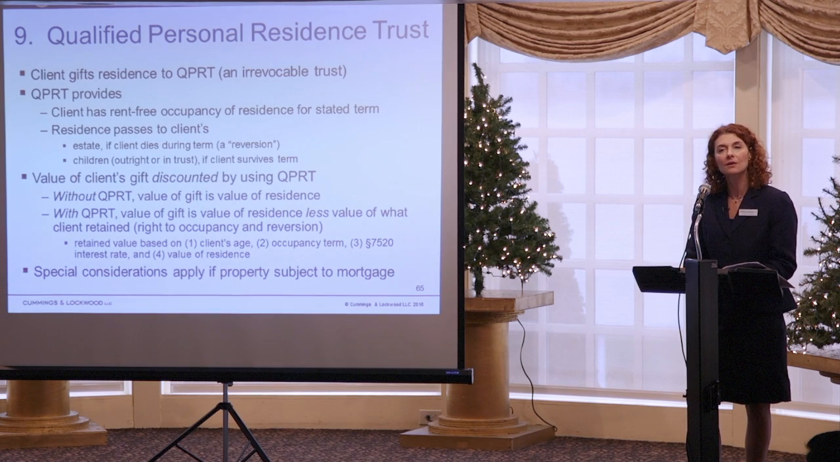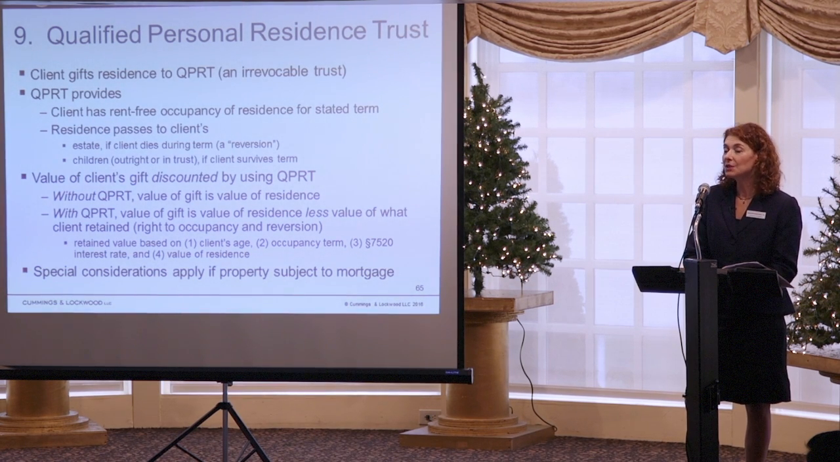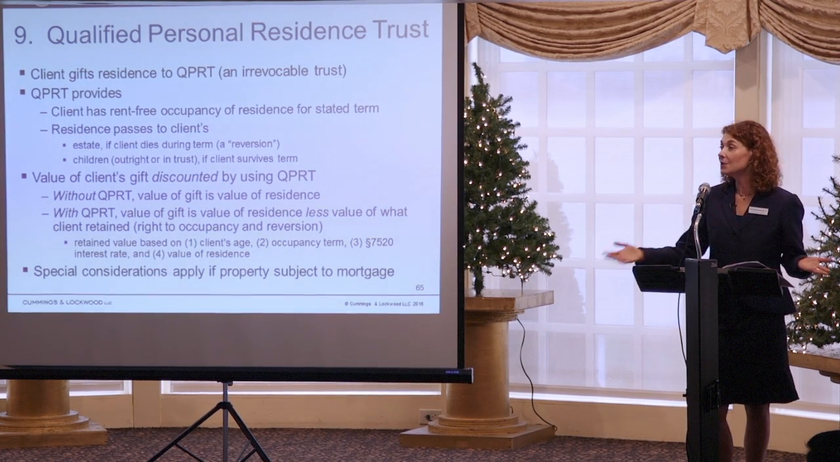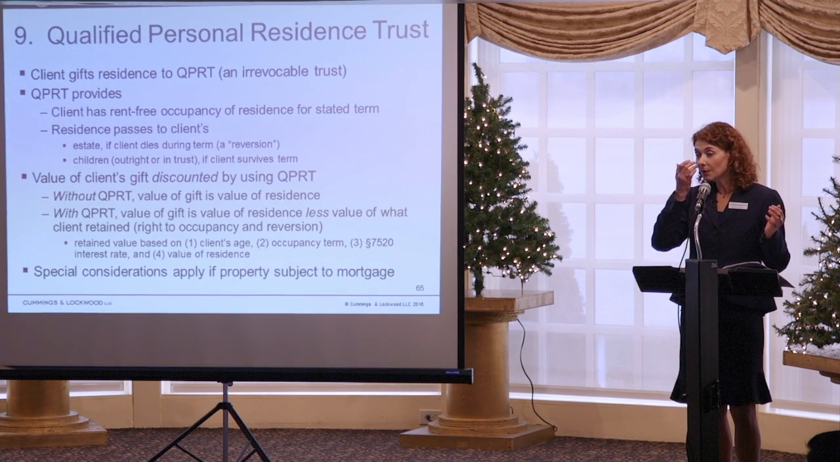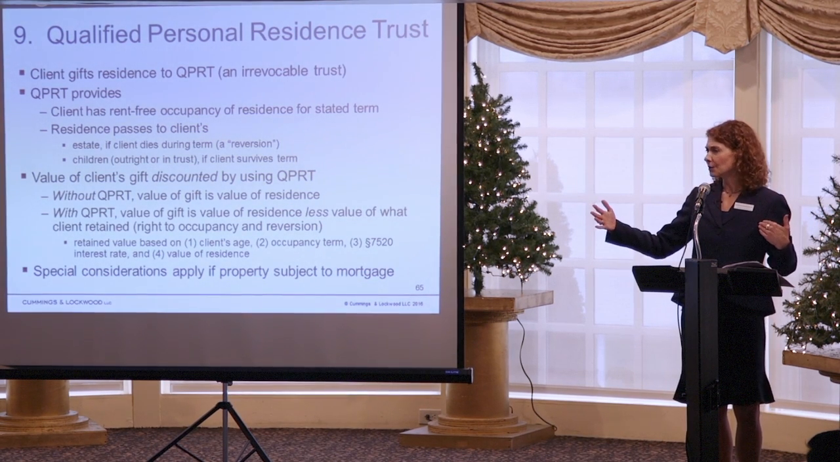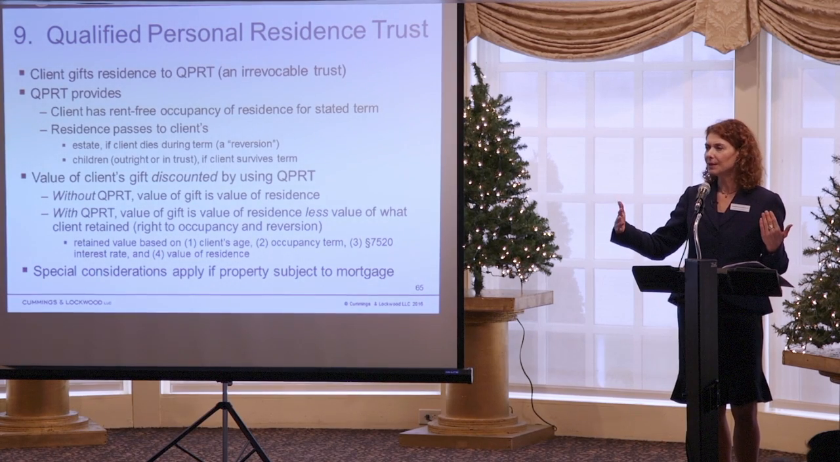We look at it right now, given the low interest rates, for older clients. Clients in their 90s might set up a 2 or 5 year QPRT and get a significant discount on the value. Or if you have a younger client that, let's say, has a vacation home that they want to continue in the family forever, they can use a longer term QPRT, 20, 30 years, and when you go that long, you can get a significant discount on the value.